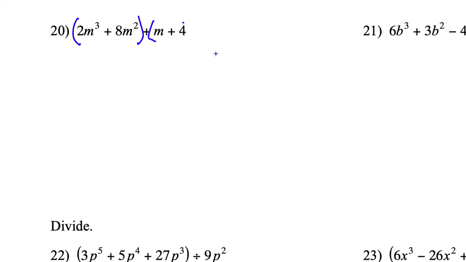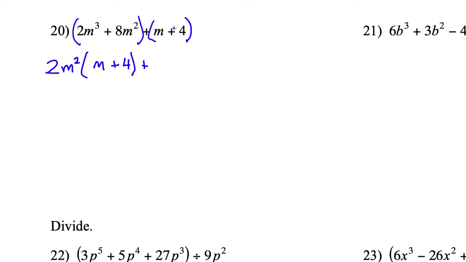I'm putting parentheses around the first two terms and the last two terms, and I'm asking myself to factor out the greatest common factor. The greatest common factor is going to be 2 and 8. It's going to be 2. And then I choose the lowest number. That's going to be m squared. What's left over is m plus 4, and I need to add something else.